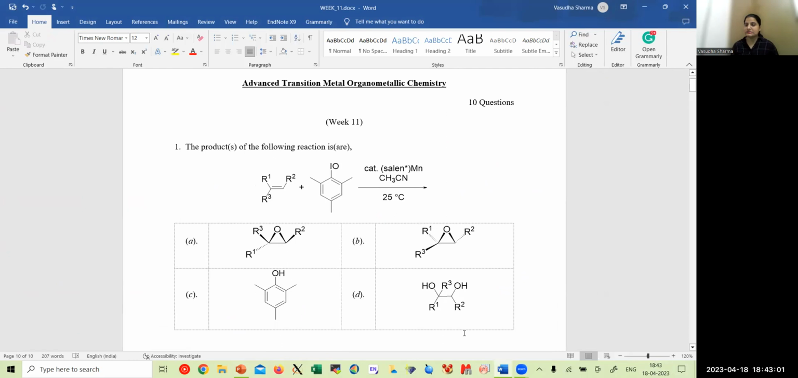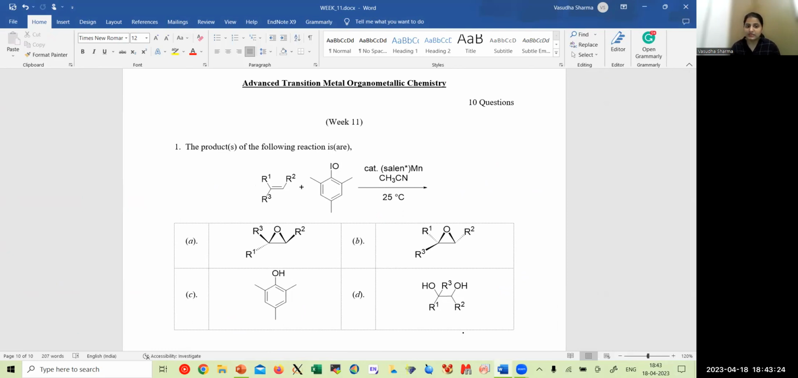So the first question, since the questions are more or less coming from your slides itself, if you have read or listened to the lectures very carefully, because we have just repeated the concepts that have already been discussed by the professor, they would be straightforward questions, but I can help you to explain it more. So the product or the products of the following reaction is or are.